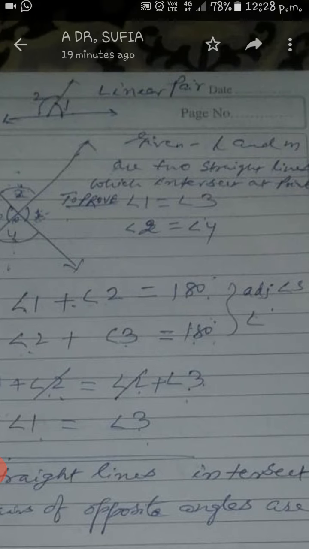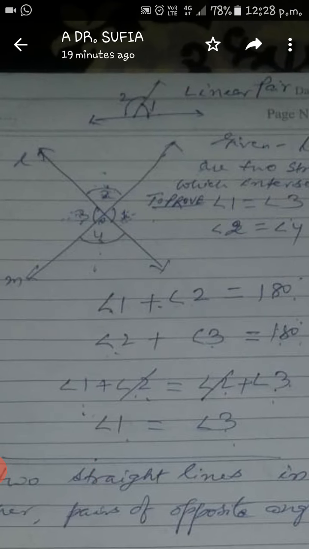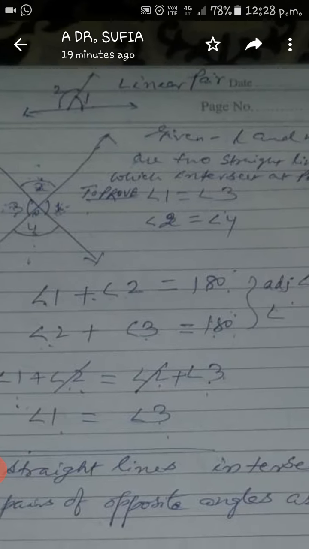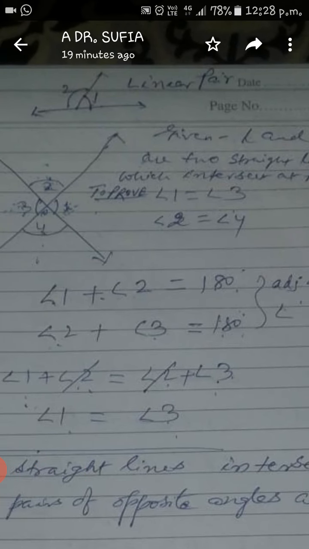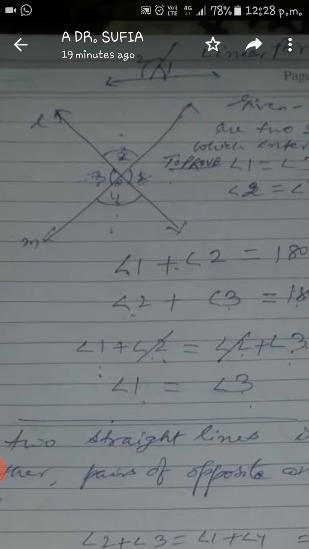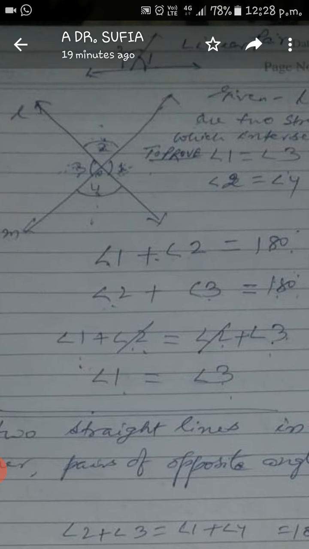We have to prove this. Now we see that angle 1 plus angle 2 is 180 degrees. This is a linear pair. Adjacent angles 1 plus 2 make 180 degrees. Angle 2 plus 3 is equal to 180 degrees. If the sum of two adjacent angles is 180 degrees, they are called a linear pair. Now we equate both the equations. Angle 1 plus angle 2 is equal to angle 2 plus angle 3. Cancelling angle 2 on both sides, what do we get? Angle 1 is equal to angle 3.